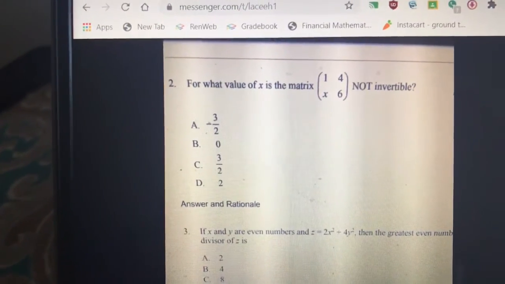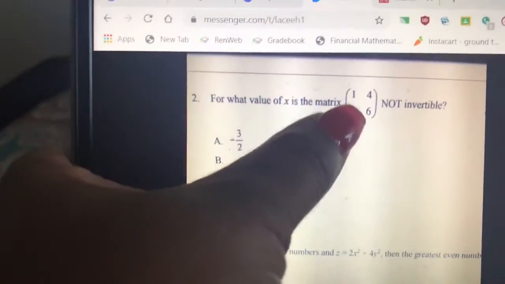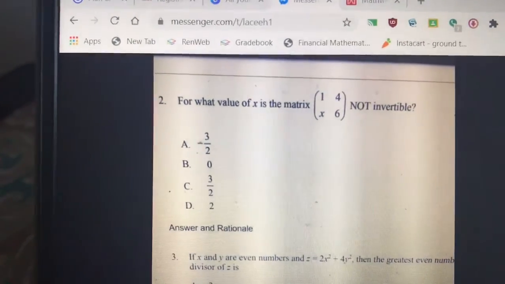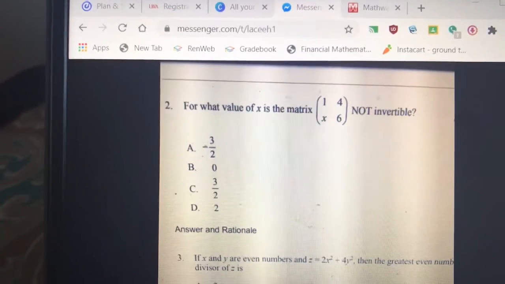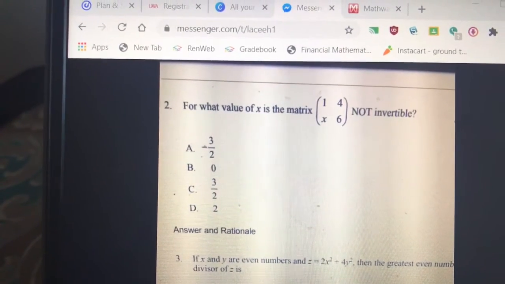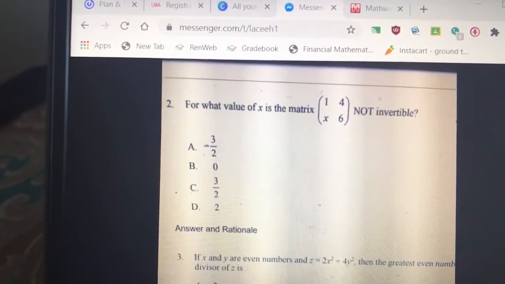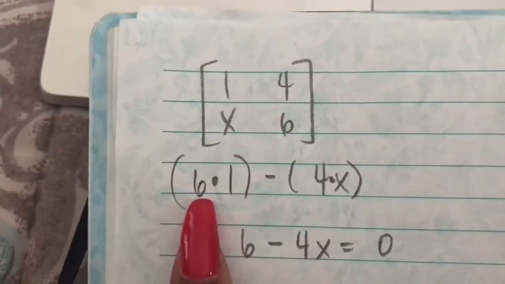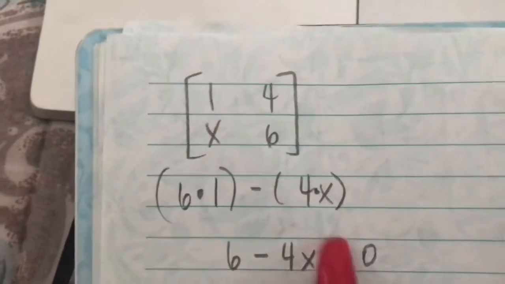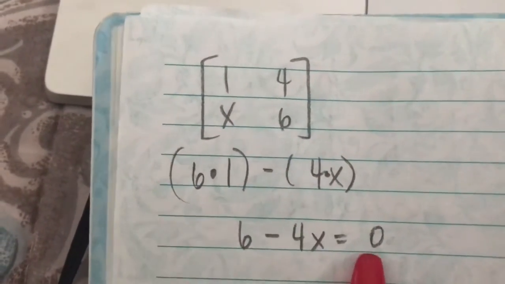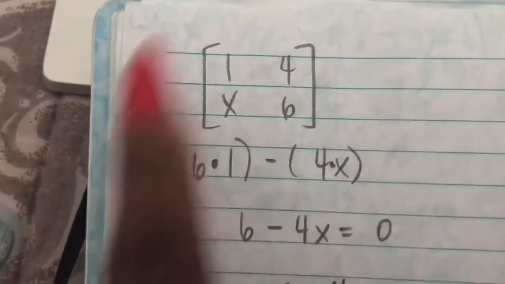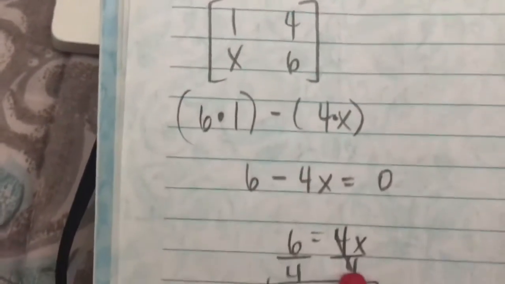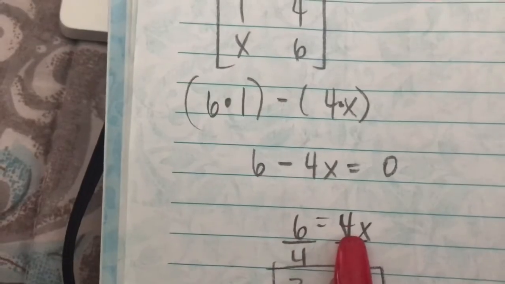Another way we can do it, though, is we can just do the determinant with the x and then just solve for x and figure out which one of our answers we get. I think that's the safest way to do it, just because you got a double barrier to check your answer. So when you do that, you end up with 1 times 6, which is 6, minus 4 times x, which is 4x, equals 0, because we're trying to figure out which one of those answer choices is going to give us 0. And if you add 4x to both sides, you end up with 6 equals 4x.